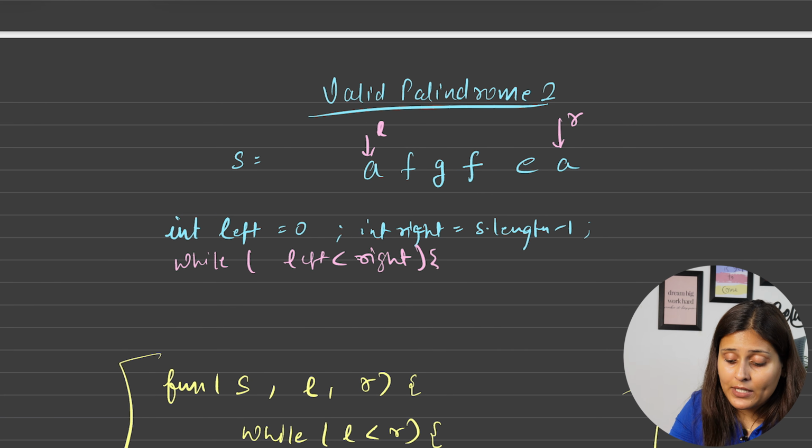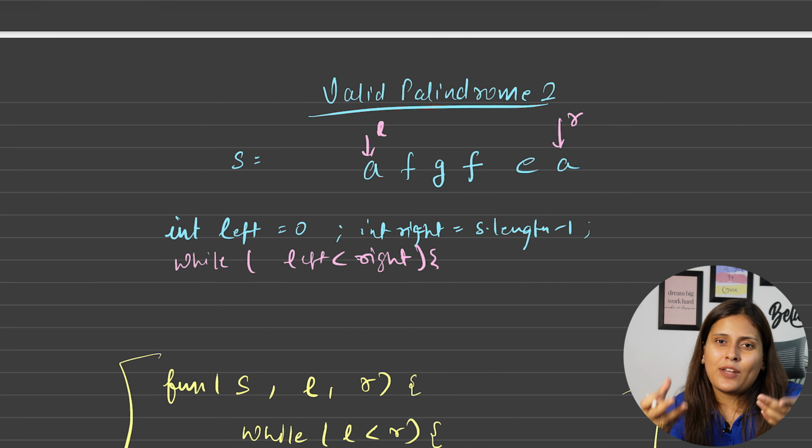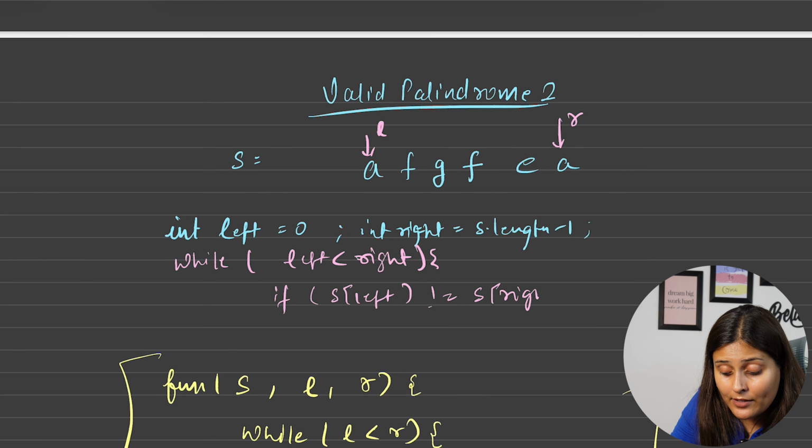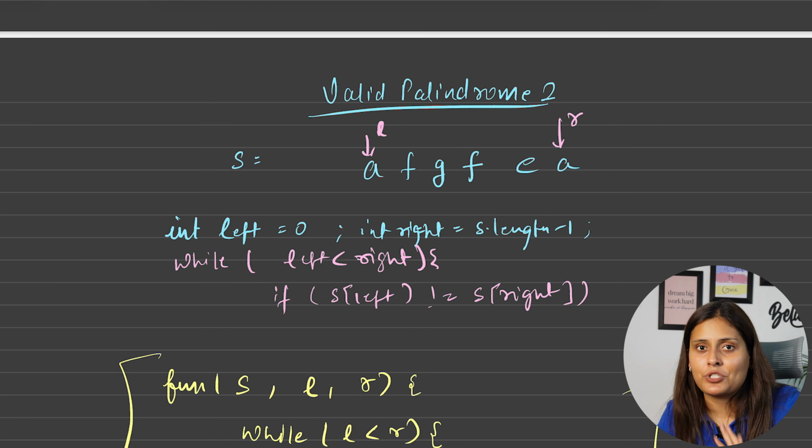Why not equal to? Because definitely when left and right both point to the same position, both are pointing to the same digit or same character, so definitely they will be same. Then why check if they are same or not, correct? So hence we will run here, and here we will check if my S of left does not match with S of right. Here we cannot say return false because one time removal was allowed, correct?